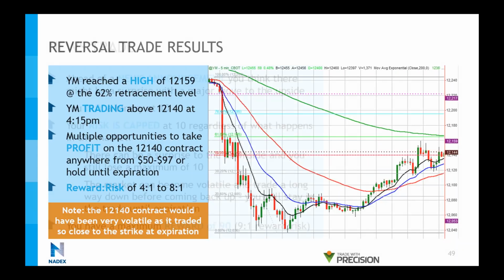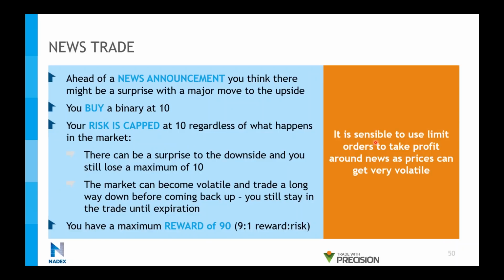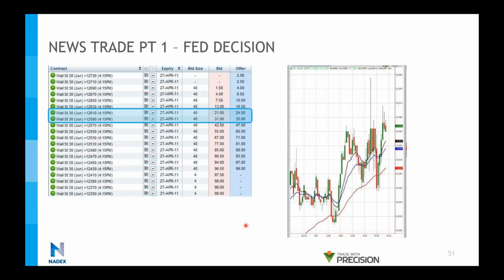Another scenario that you can do is a news trade, which means you're trading around a news scenario. News is just about to hit the wire, and if you, for example, think that prices might be going higher and you buy a binary which is just priced at 10, how much can you lose? You can just lose those 10. And now if price shoots up and closes above that strike price, you have a 9-to-1 reward to risk ratio on that trade.